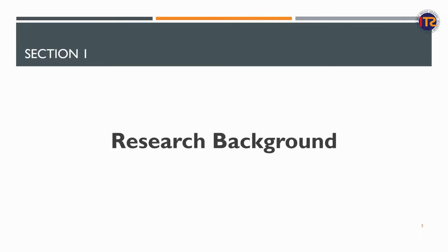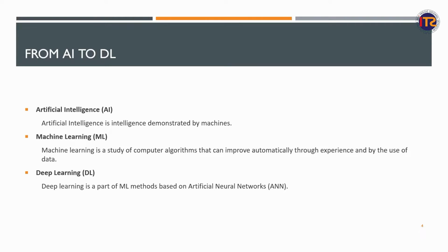So number one, we will discuss a little bit the research background. We do research on deep learning. Over the years, we moved from AI, artificial intelligence, to deep learning. So now I start to present something about AI. For sure, many of you are very familiar with AI. AI, artificial intelligence, is intelligence demonstrated by machines. And then machine learning. Machine learning is a study of computer algorithms that can improve automatically through experience by using data. Deep learning is a part of machine learning based on artificial neural networks, ANN.